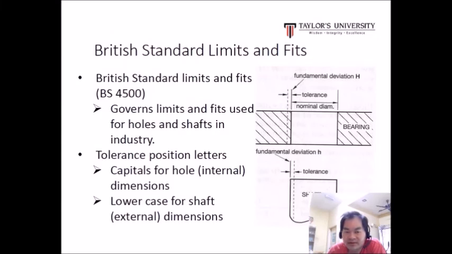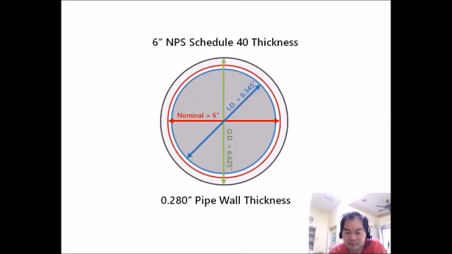British standard limits and fits are standard limits and fits used for holes and shafts in industry. For tolerance position letters, use a capital letter for the hole and a lowercase letter for the shaft. So make sure you use a capital letter for the hole or bearing and a small letter for the shaft. What is nominal diameter? It is the diameter between the inner diameter and outer diameter.